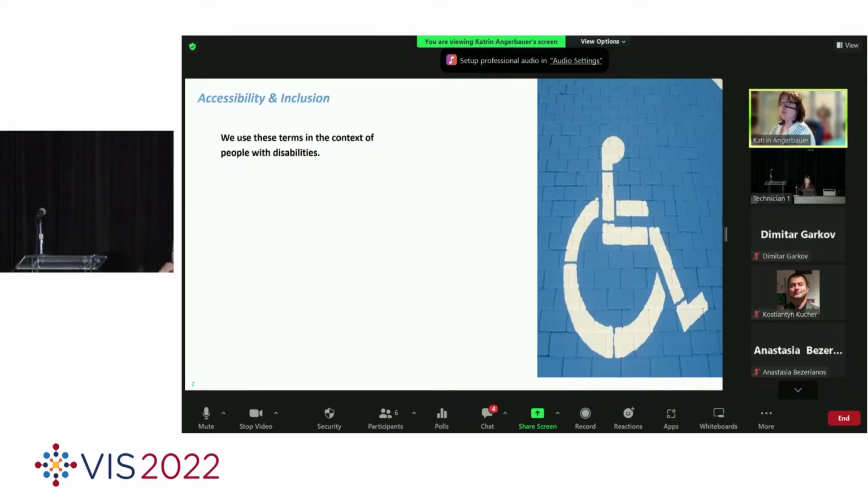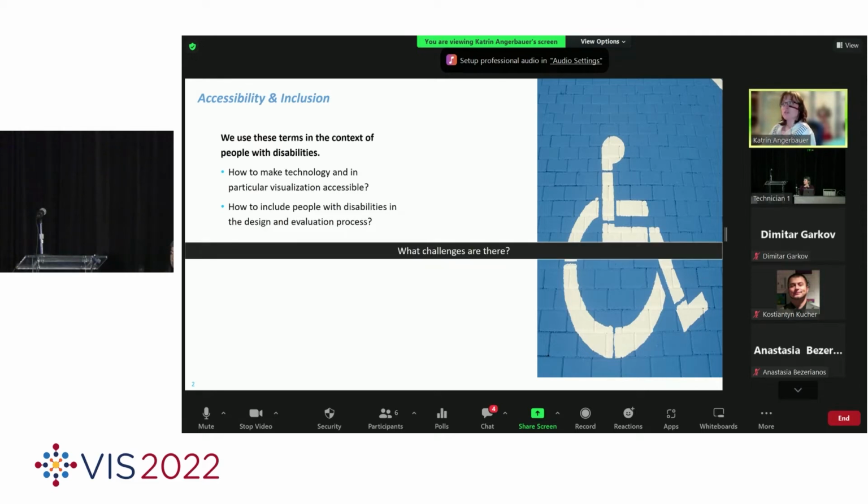Okay, terminology first. Here we use the terms of accessibility and inclusion in the context of people with disabilities. And we're interested in the questions how to make technology and in particular visualization accessible to people with disabilities, and how to include them in the design and evaluation process.